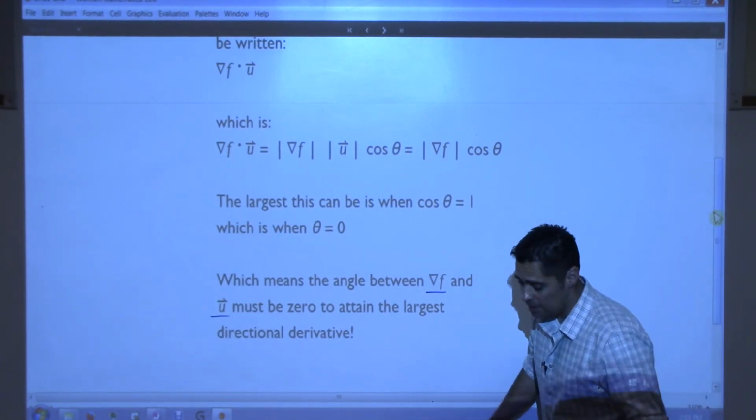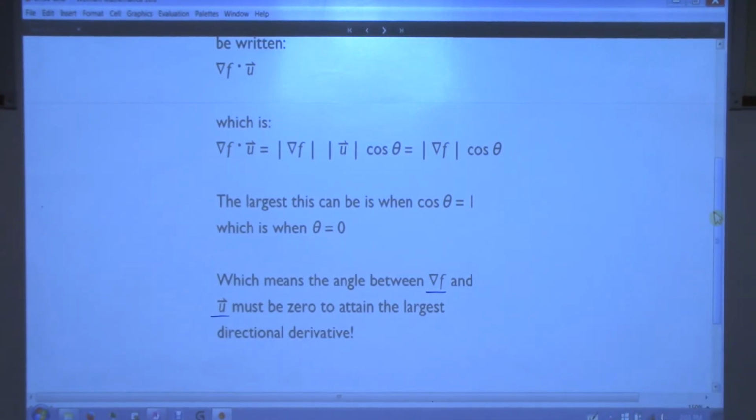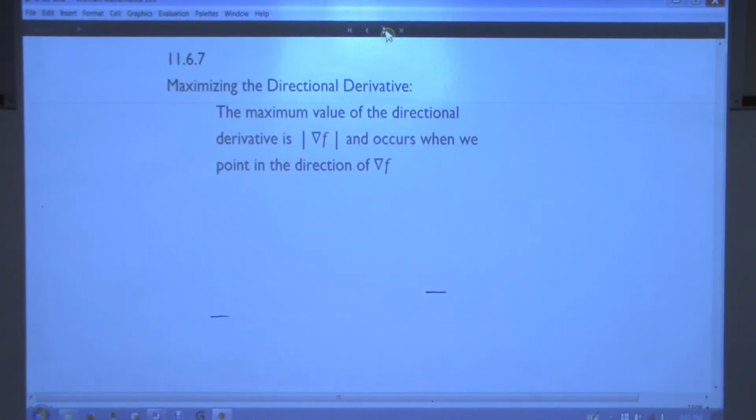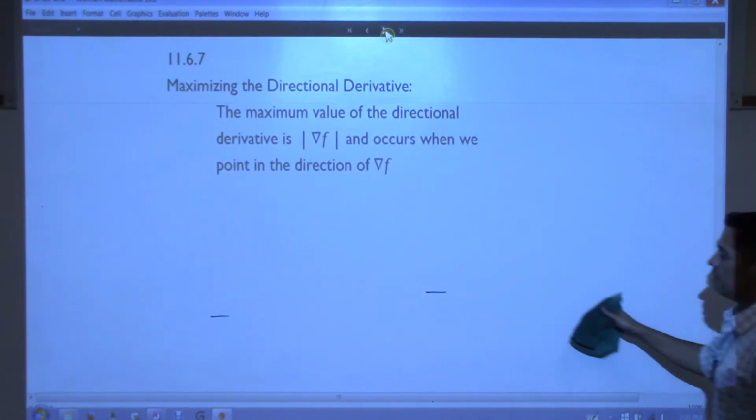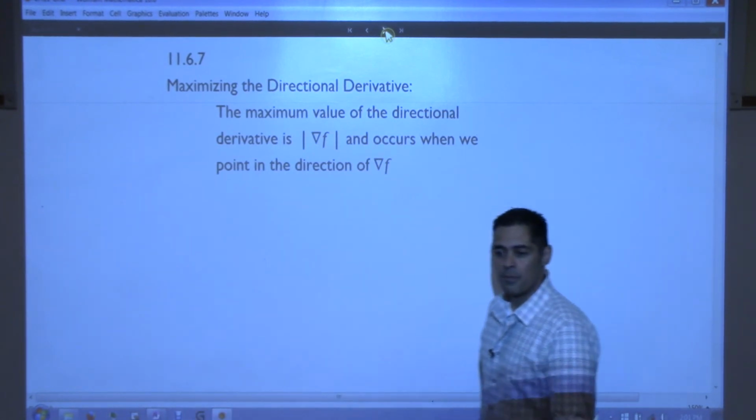And that, to me, is amazing, all right? Because that means if you can calculate the gradient, then you know which way to point to get the steepest ascent.